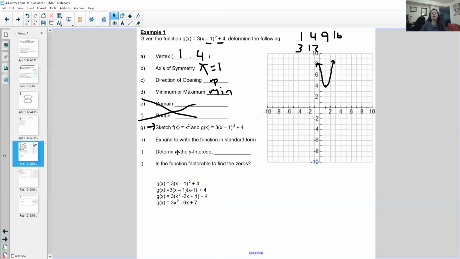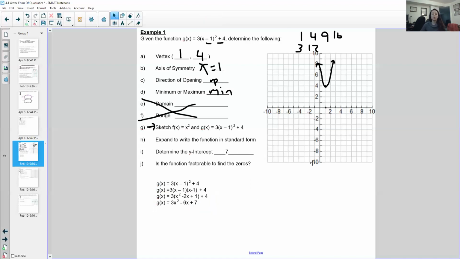We've done part H. Determine the y-intercept. If I let the x coordinate equal 0 and I substitute it in for every x term, this term goes away, it becomes 0. This term becomes 0. Well, 0 minus 0 is 0, and I'm left with the 7. An easy way to look at it is just look at the last number in standard form. So you should get 7.